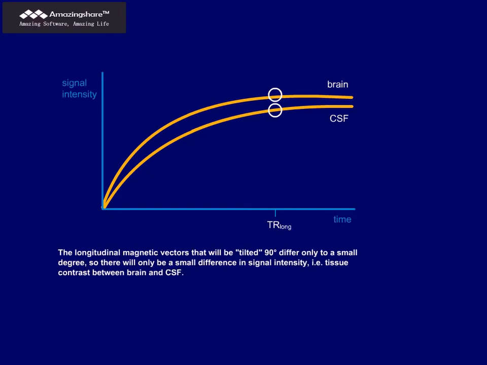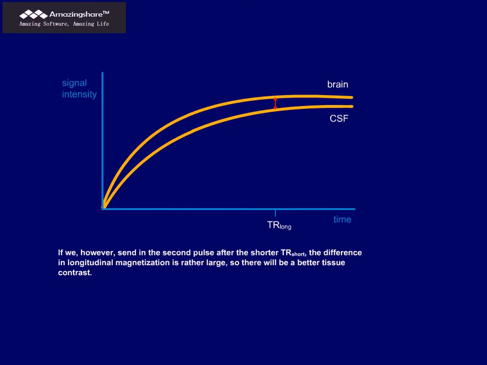The longitudinal magnetic vectors that will be tilted 90 degrees differ only to a small degree, so there will only be a small difference in signal intensity. In other words, tissue contrast between brain and CSF. If we, however, send in the second pulse after the shorter TR, TR short, the difference in longitudinal magnetization is rather large, so there will be a better tissue contrast.